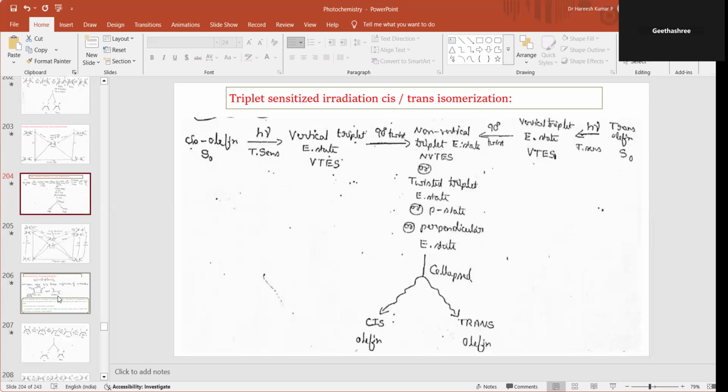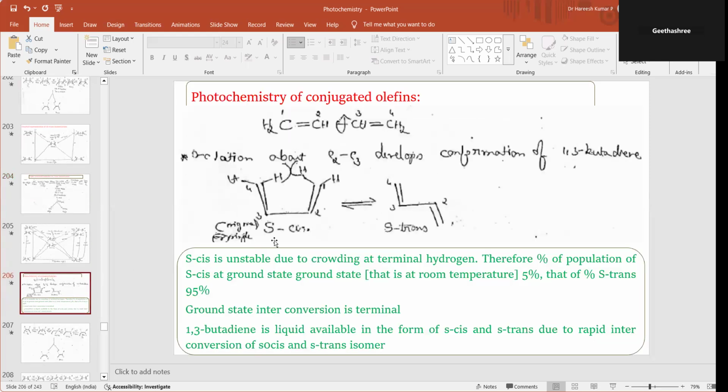So with this, I will go to the photochemistry of the conjugated olefin. Conjugated olefins means a double bond, single bond, double bond containing compounds are called conjugated olefins. You can observe that in the cis one, because of the substituent, there will be a steric interaction. That is the reason thermodynamically trans will be more stable compared to the cis one.